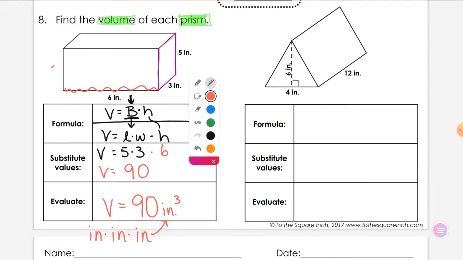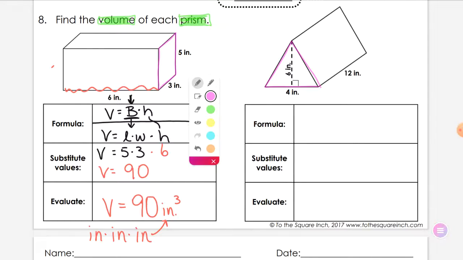Next one, who can tell me the name of that shape? Max, can you name that shape for me? A triangular prism. So what is the base shape of a triangular prism? A triangle. I want everybody to go ahead and highlight the triangle. That's going to be important in a second.